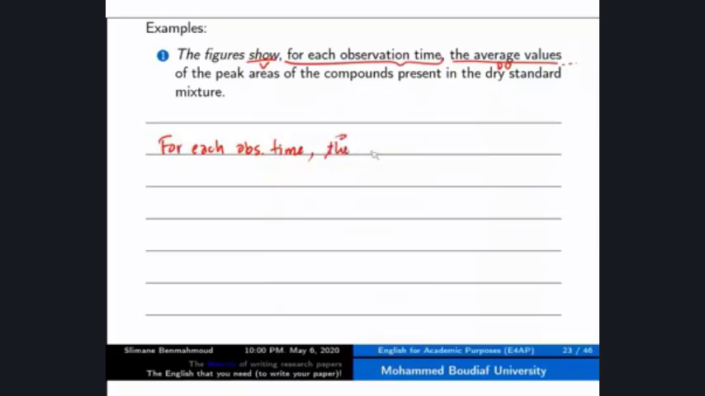the figures show the average values, and continue the rest of the sentence. So here the subject will be here, the verb will be here, and the direct object will be here.